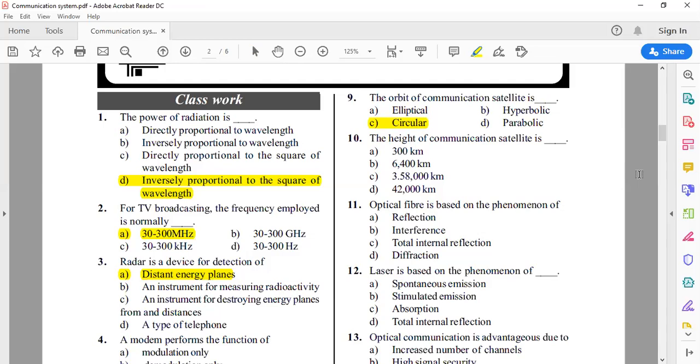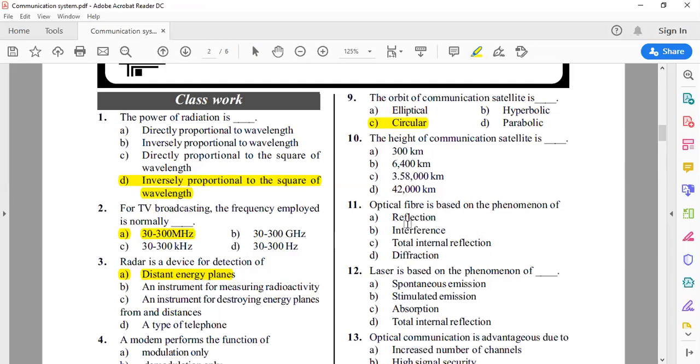36,000 kilometer. So this is the height of a communication satellite. Out of the 4 options, there is no correct option, because for a communication satellite the height is 36,000 kilometer. Next one, question number 11.